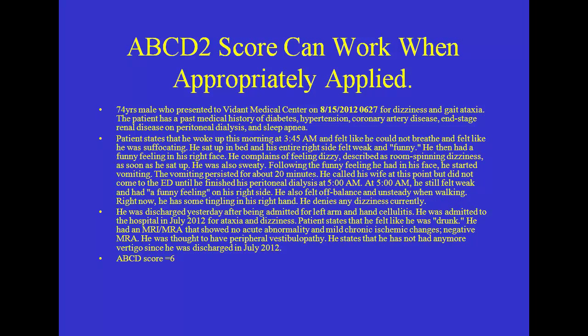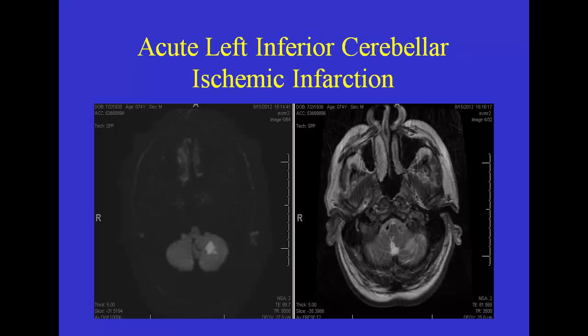His MRA was negative. His MR angiogram was negative, and his MRI of the brain showed no diffusion restriction. So based on his clinical presentation, he had an ABCD score of 6. And in fact, when you brought him in, even though he had largely resolved, he had a cerebellar infarct, which you can see here. Okay?